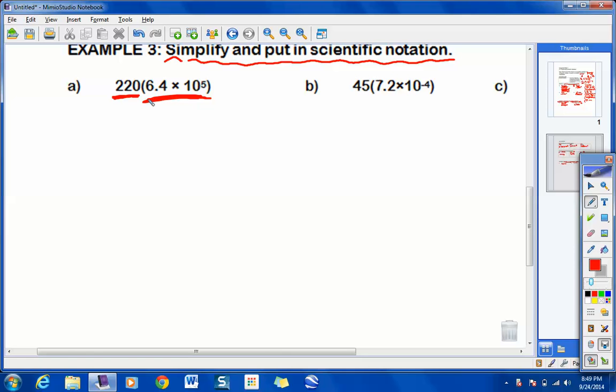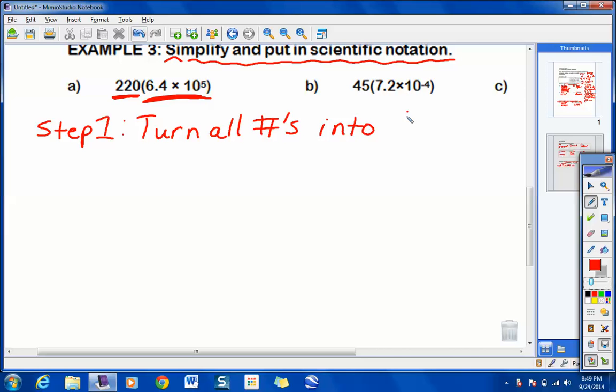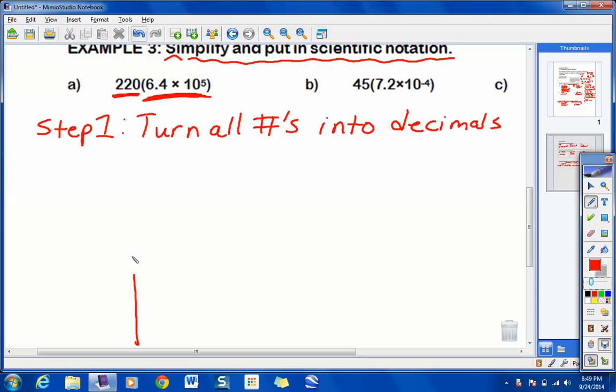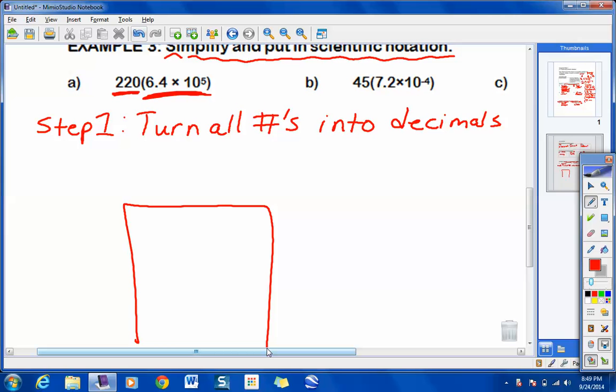Now what I'm going to tell you to do here is this, all right? Step 1. Turn all your numbers into decimal notation first. Okay, so you might want to write that up here, but allow yourself some room right down here to do letter A and letter B and letter C, all right?